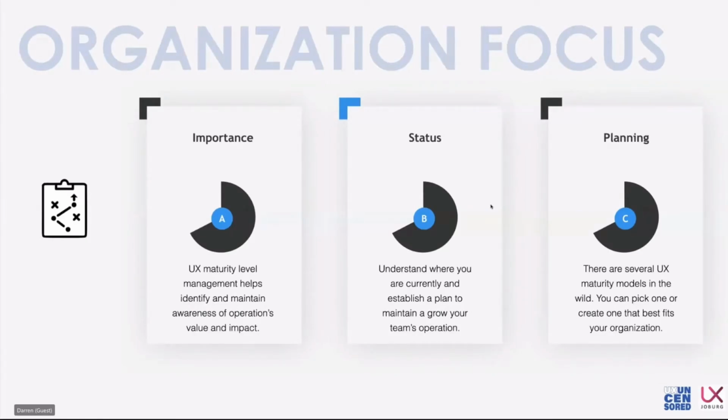From an importance perspective, UX maturity level management helps identify and maintain awareness of how your team is valued and its impact. A team that's just floating through the office like a leaf can also blow out of the window like a leaf. You want to be aware of who you are, where you are, and how you can impact everyone. And then you always want to have plans, which we'll get to in a moment, so that you can not only maintain your UX maturity level, but always be in the business of keeping it moving forward.